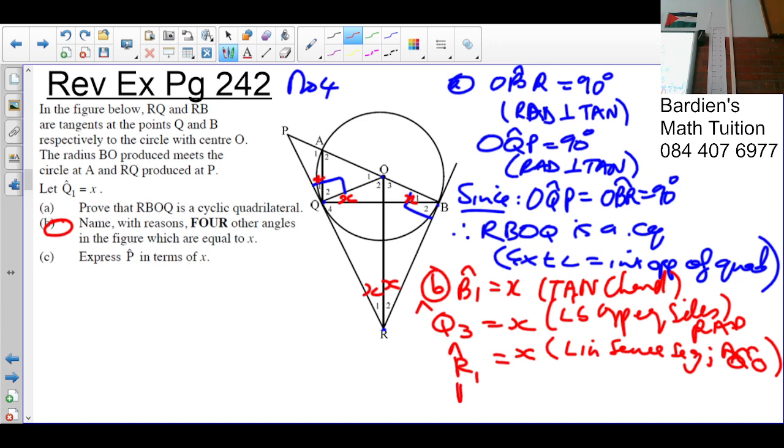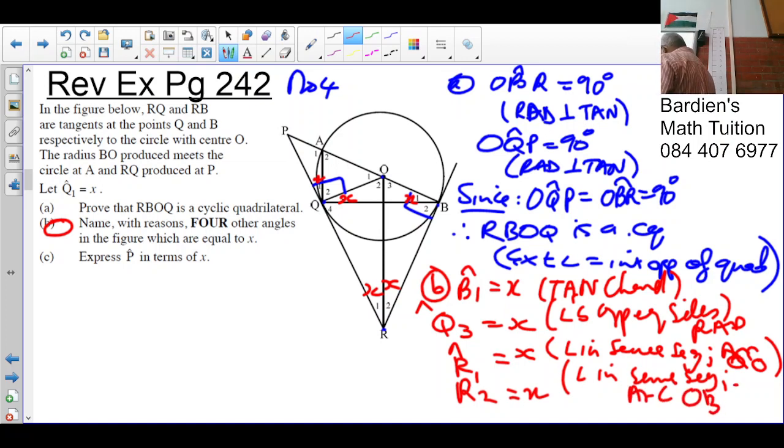R2 is equal to x. I'm not going to put the angle there. I'm not going to struggle now with this thing. Angle in same segment, and it's coming from arc OB. Where else do you see OB? What does OB remind you of?